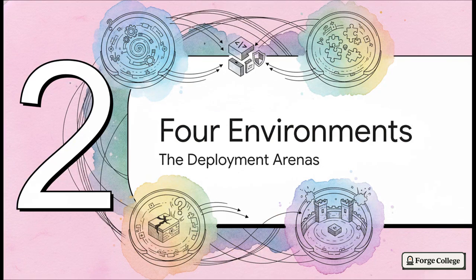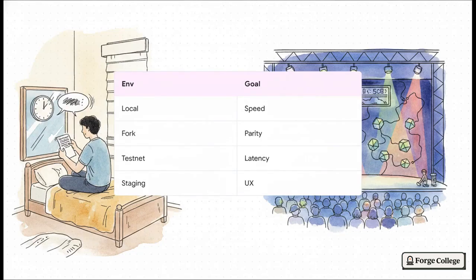Section 2. Meet the 4 environments. To do this verification properly, we really need to understand the matrix of the 4 primary arenas we're working with. Your local node, that's basically like rehearsing lines in your bedroom. It's designed for super fast iteration. But a public testnet like Sepolia, that's your live preview show. That is exactly where you test actual network latency, unpredictable mempool chaos, and external node reliability.